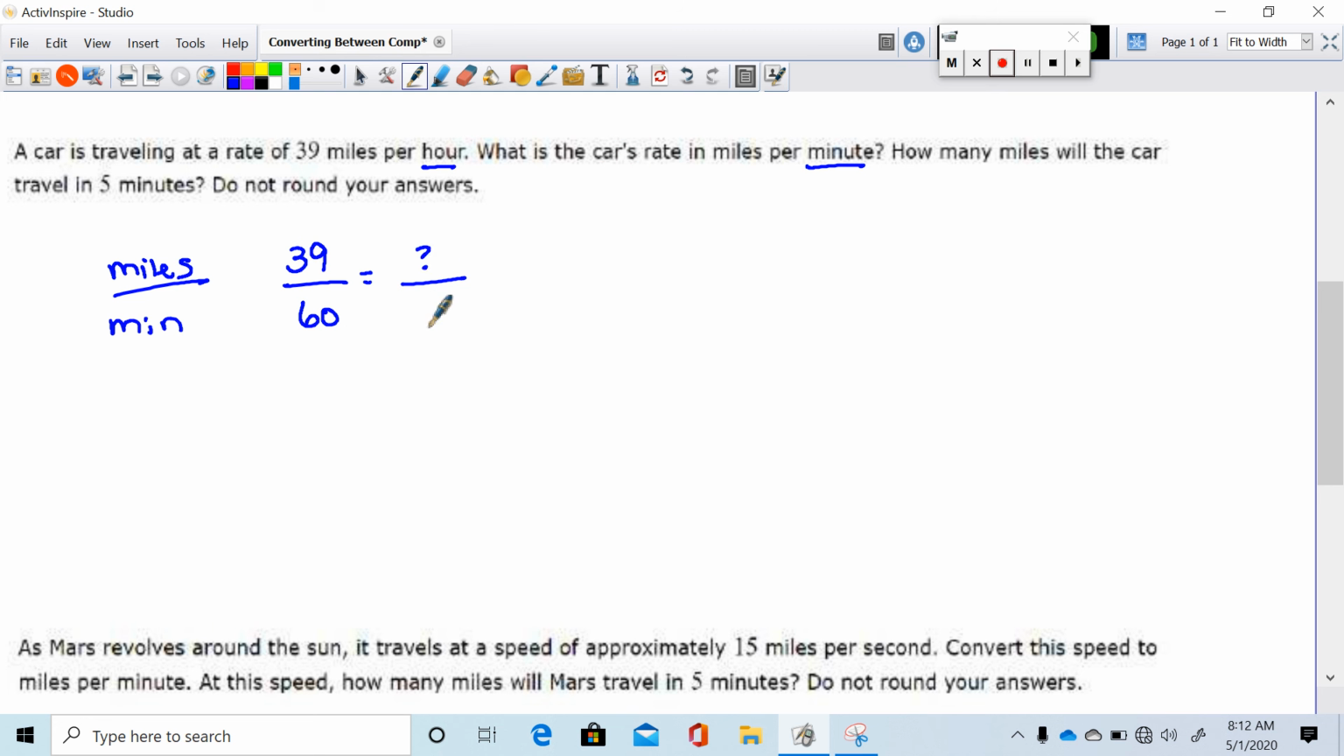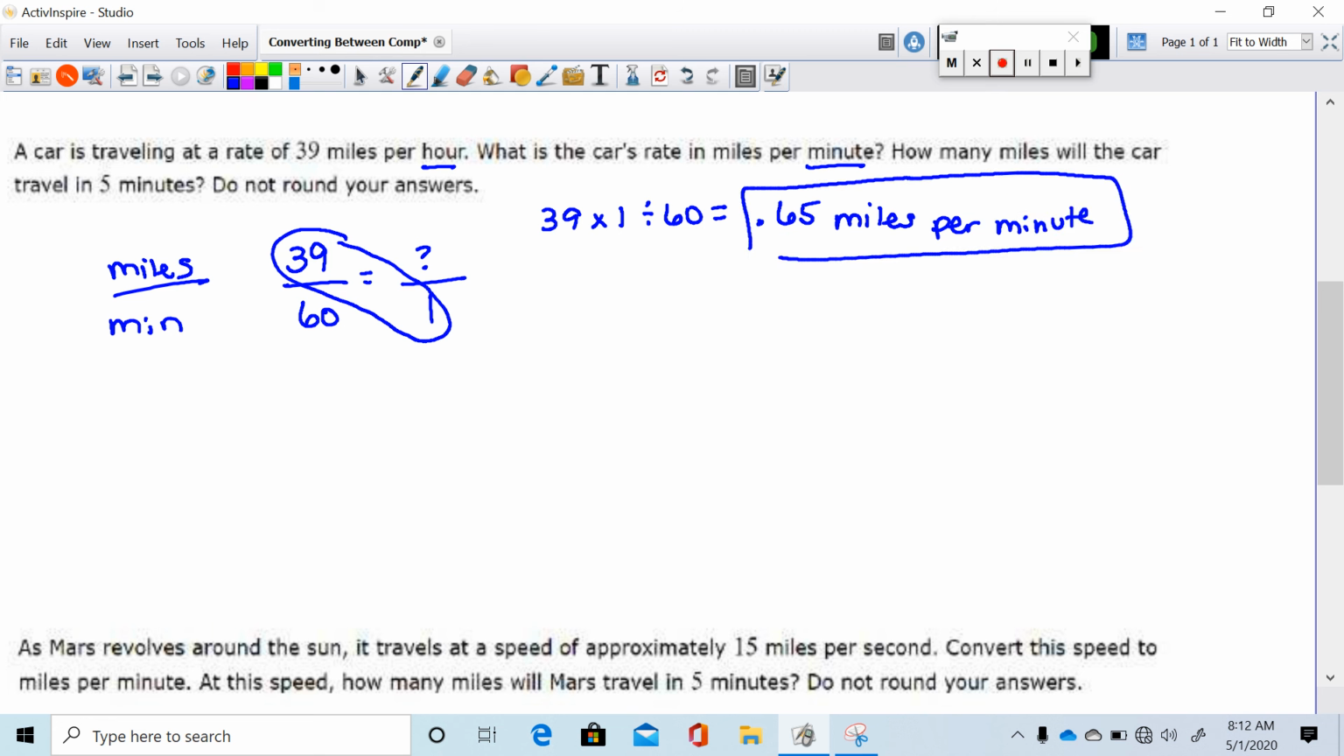We don't know the miles. Per minute, 1 minute. So I'm going to do 39 times 1 divided by 60. And I'm going to get 0.65 miles per minute. That's the car's rate. How many miles will the car travel in 5 minutes? So just multiply by 5. And when you do that, you get 3.25 miles.